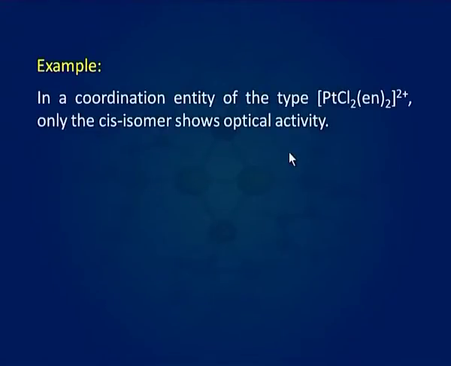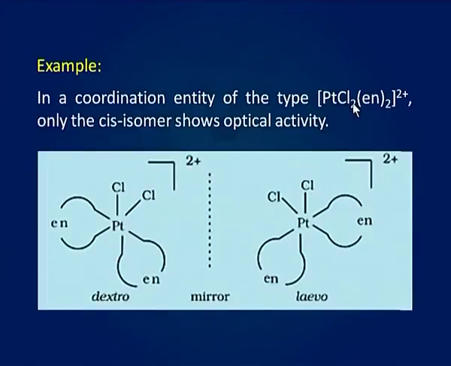Let us take another example of the complexes of this type. The example is PtCl2(en)2. Here en is the symmetrical bidentate ligand ethylenediamine and Cl is a monodentate ligand. You can see the mirror image of the cis isomer is non-superimposable and also there is no element of symmetry. Therefore, the cis isomer of this complex is optically active, but the trans isomer of this complex will be optically inactive.